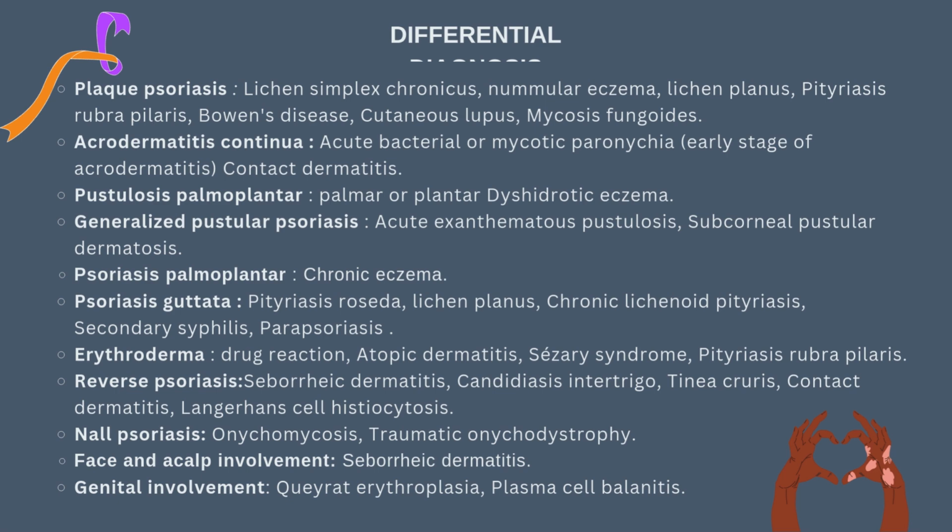Differential diagnosis: plaque psoriasis, lichen simplex chronicus, nummular eczema, lichen planus, pityriasis rubra pilaris, Bowen's disease, cutaneous lupus, mycosis fungoides, acrodermatitis continua, acute bacterial or mycotic paronychia, early stage of acrodermatitis, contact dermatitis, palmoplantar pustulosis, palmar or plantar dyshidrotic eczema, generalized pustular psoriasis, acute generalized exanthematous pustulosis, subcorneal pustular dermatosis, palmoplantar psoriasis, chronic eczema, guttate psoriasis, pityriasis rosea, lichen planus, chronic lichenoid pityriasis, secondary syphilis, parapsoriasis, erythroderma, drug reaction, atopic dermatitis, Sézary syndrome.